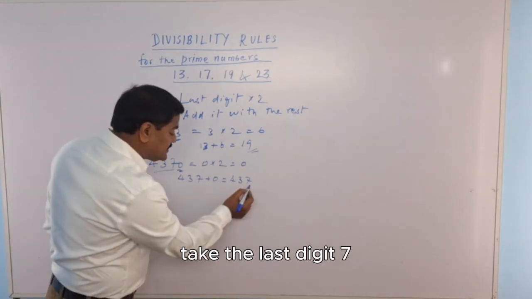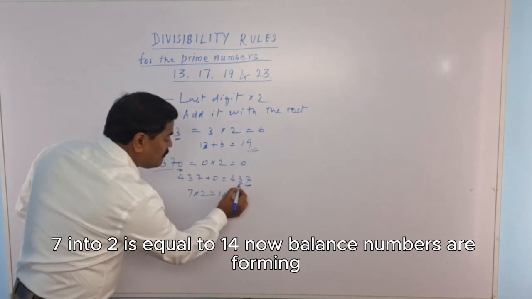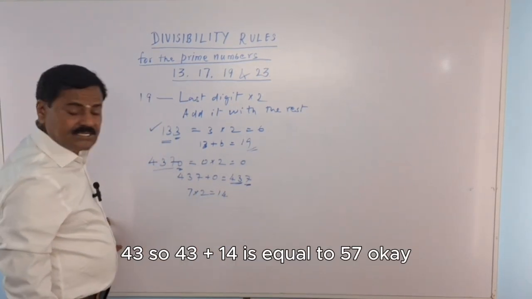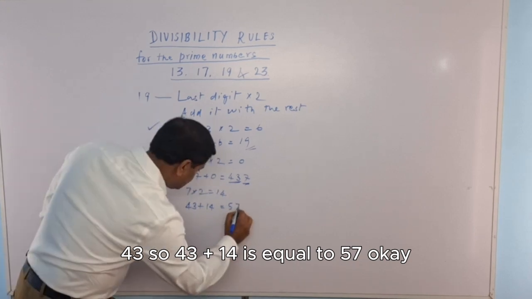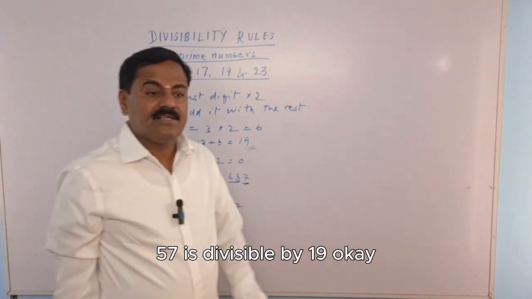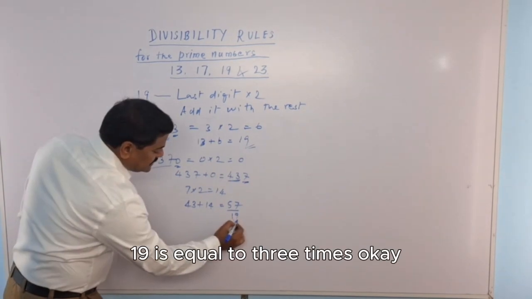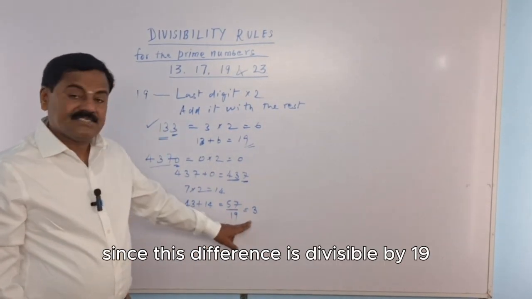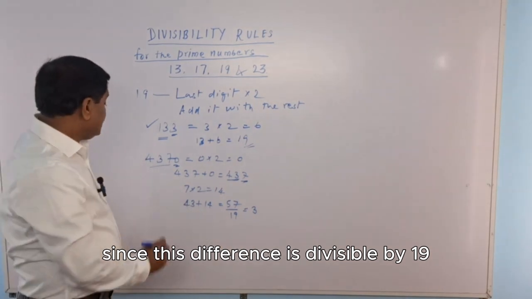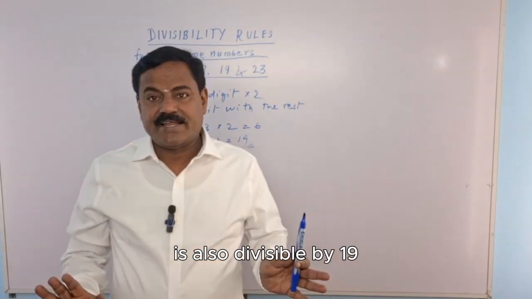Take the last digit 7. 7 into 2 is equal to 14. Now balance numbers are forming 43. So 43 plus 14 is equal to 57. Okay, 57 is divisible by 19. 19 is equal to 3 times. Since this difference is divisible by 19, the given number 4370 is also divisible by 19.